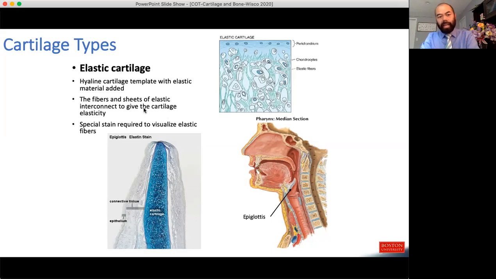Something to keep in mind is that the fibers and sheets of the elastic fibers give this elastic cartilage its elasticity and its resiliency. And you need a special stain to see the elastic fibers. And you might remember what that stain is.